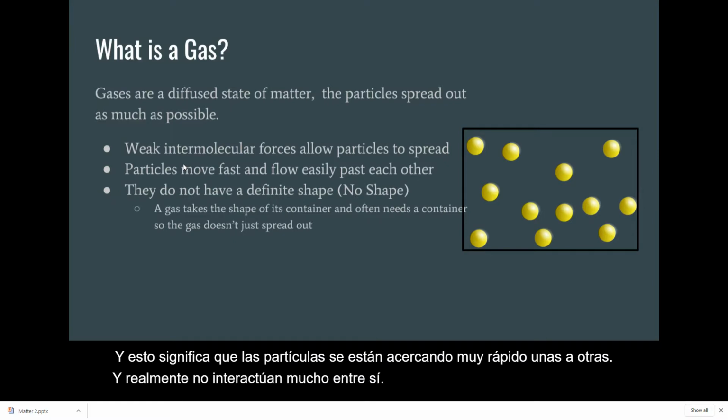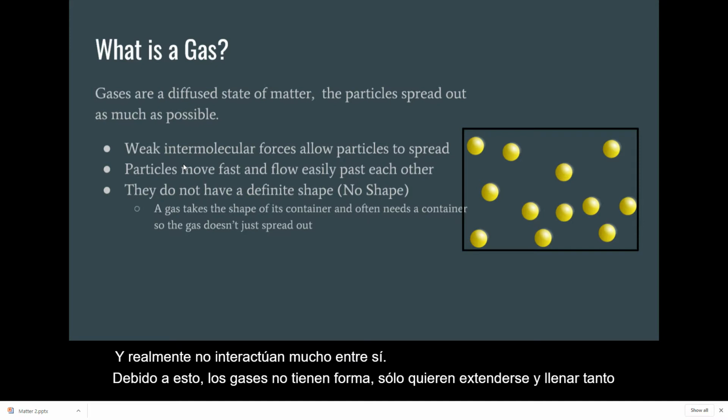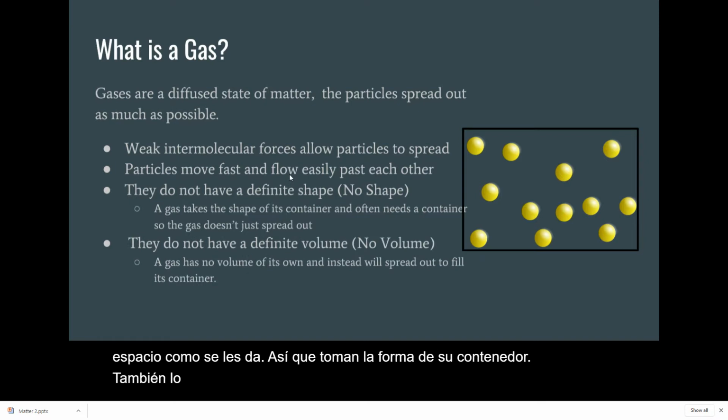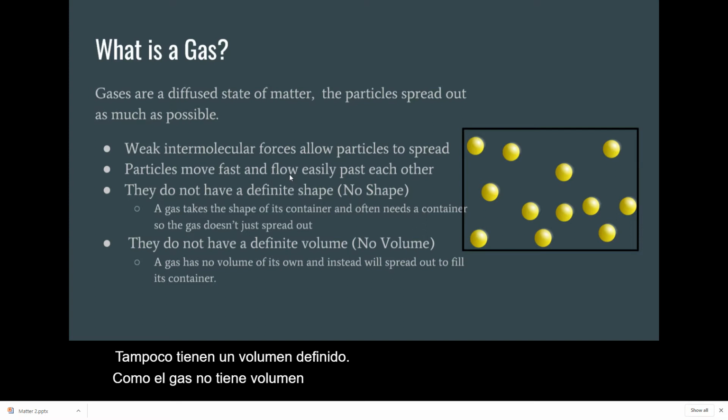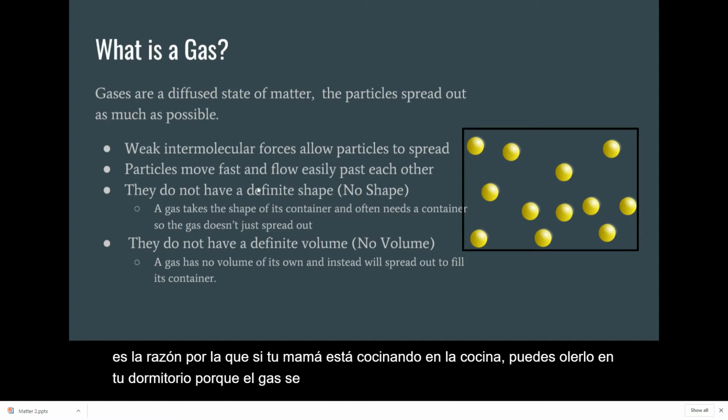Because of this, gases have no shape. They just want to spread out and fill as much space as they're given. So they take the shape of their container. They also have no definite volume. A gas has no volume of its own, it takes the volume of its container. And this is the reason that, if your mom is cooking in the kitchen, you can smell it in your bedroom because the gas is spreading out and filling the whole house.